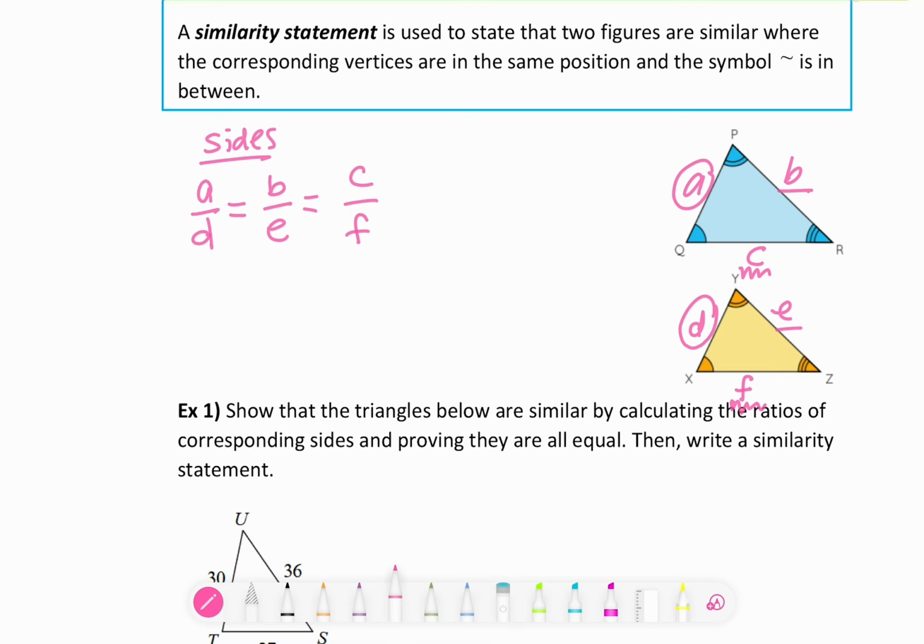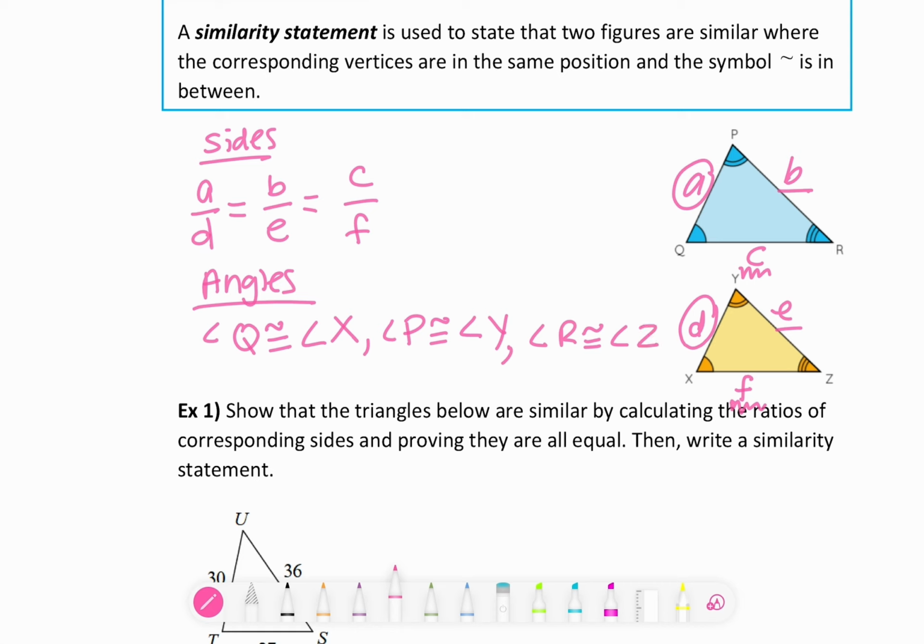The second part is that all the corresponding angles are equal. So I'll just use congruence here. Looking at angle Q, for example, angle Q is congruent to its corresponding angle. Q corresponds with X, so angle Q is congruent to angle X. Also angle P is congruent to angle Y, which it corresponds with. And then same for the third pair of angles, angle R is congruent to angle Z.